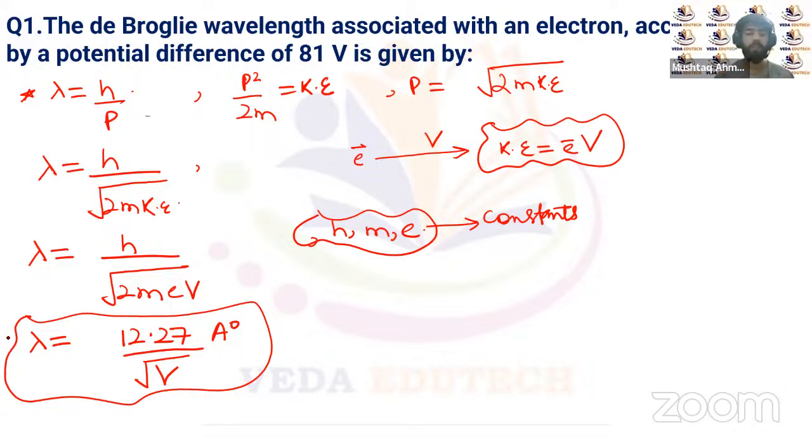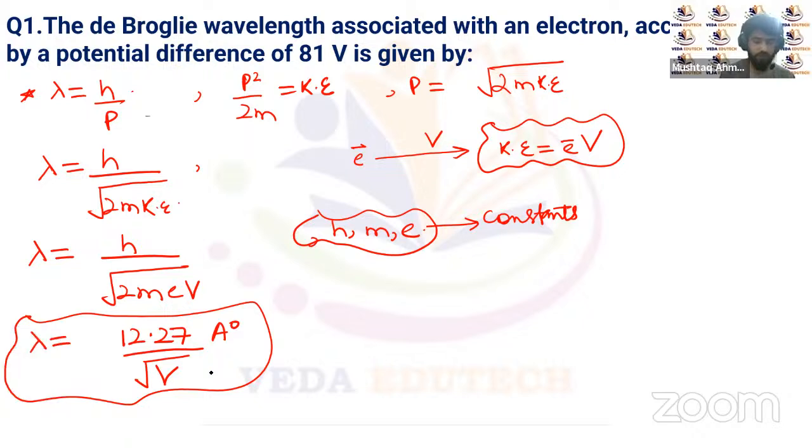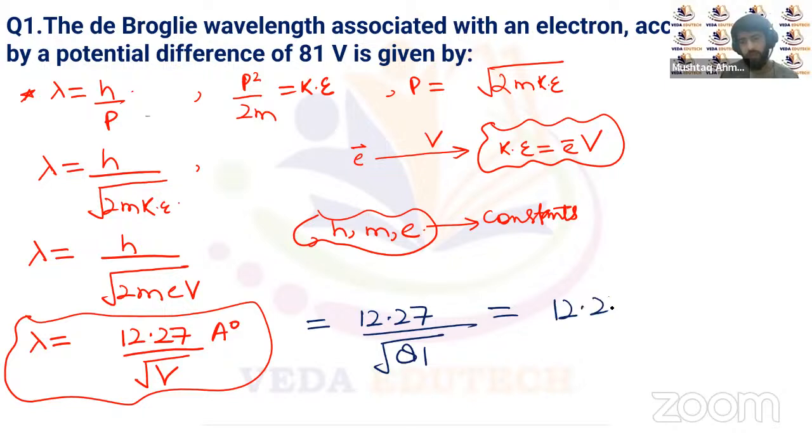So the de Broglie wavelength for an electron, when it is accelerated against a potential difference of V volts, is given by this equation: lambda is equal to 12.27 upon root V, where V is in volts, and this much angstrom will be the de Broglie wavelength. Here it's given that the electron is accelerated against the potential difference of 81 volts. So it will be 12.27 upon root 81. Root 81 is equal to 9. So it will be approximately equal to 1.36 angstrom.